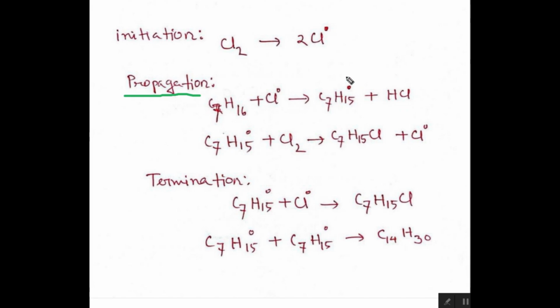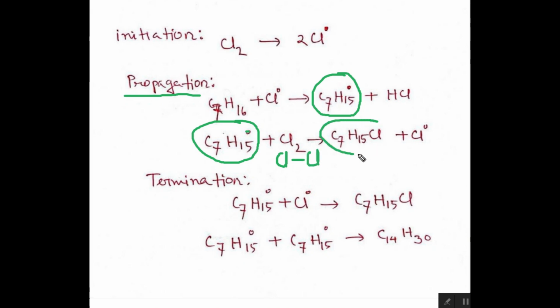Second step, this heptyl free radical, C7H15, reacts with chlorine molecule, Cl-Cl, to form product chloroheptane plus chlorine free radical. Chloroheptane plus chlorine free radical.